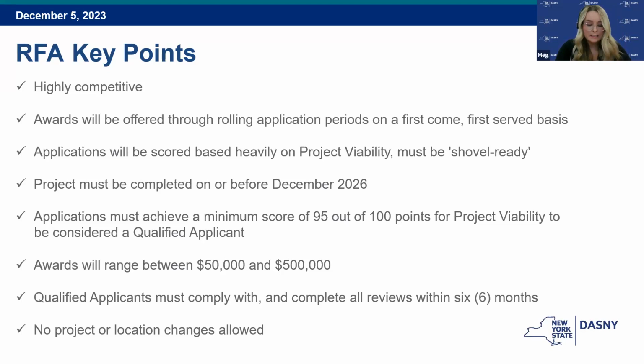The number of awards made will be dependent on the number of applications received and the scoring of the applications. Applications must achieve a minimum score of 95 out of 100 points for project viability to be considered a qualified applicant. All qualified applications will be advanced to DASNY for formal reviews until the entirety of the funding pool has been utilized. We'll discuss the scoring criteria later in the presentation.